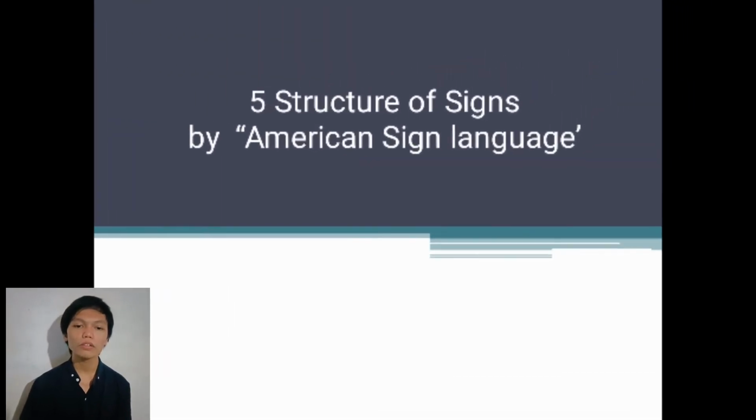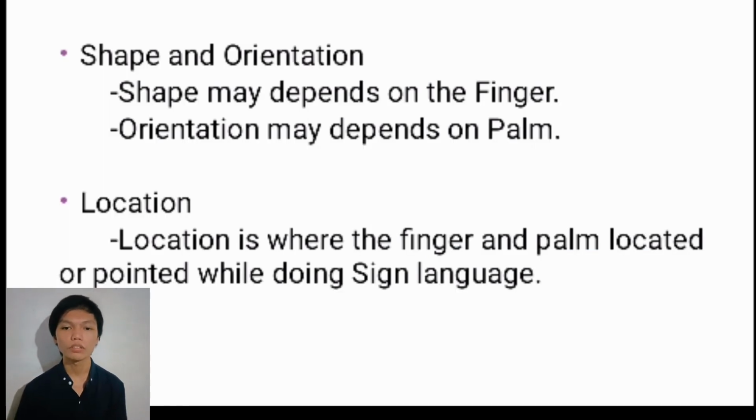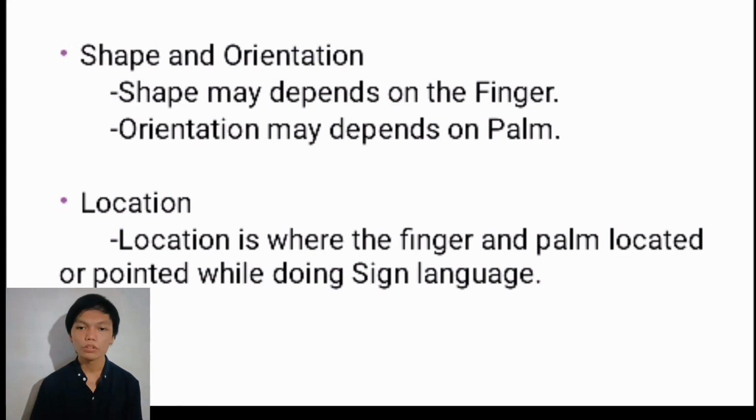Now, let us talk about the structures of sign languages. There are 5 key aspects of visual information. First one is shape and orientation. Shape depends on the finger, while orientation depends on the palm. For example, to describe the articulation of thank you in ASL, we start with the shape of the hands used in forming the sign. We use a flat hand in articulating this. The orientation of the hand is palm up rather than palm down.